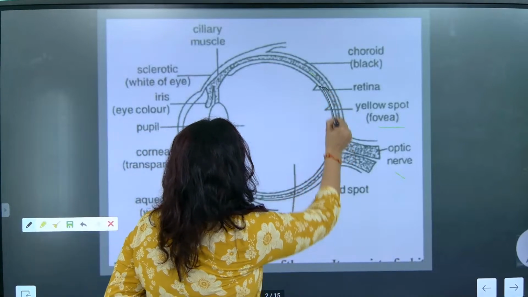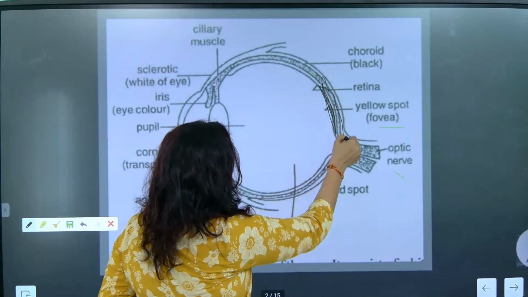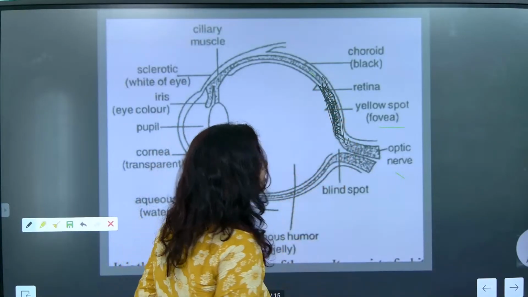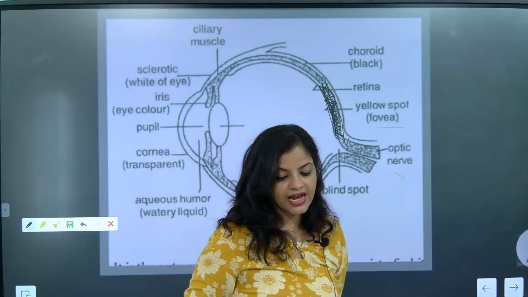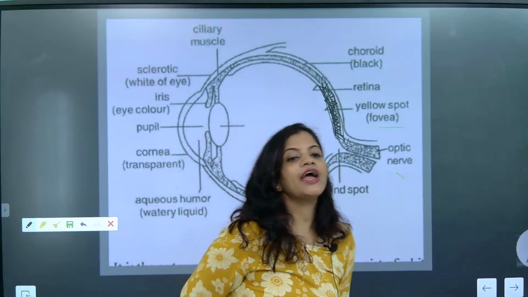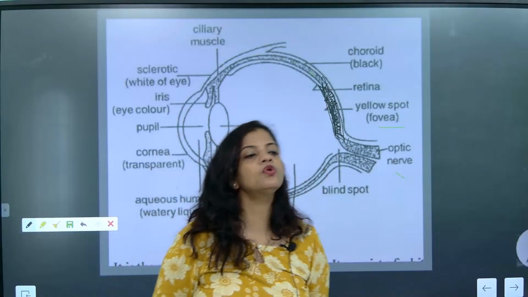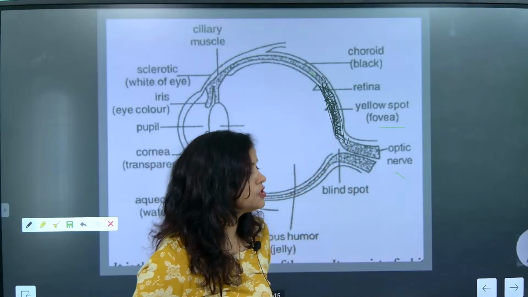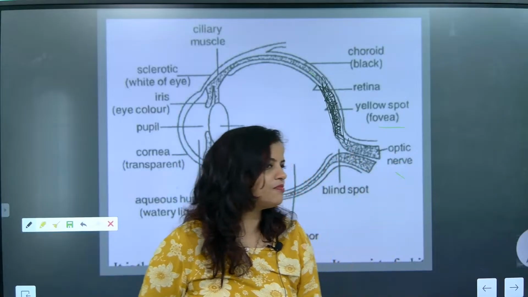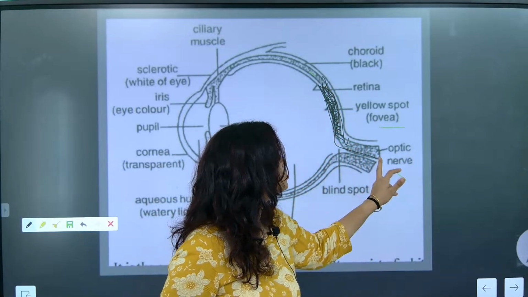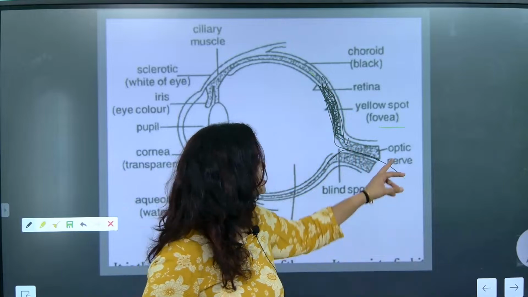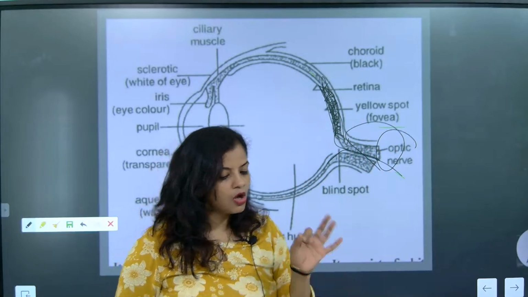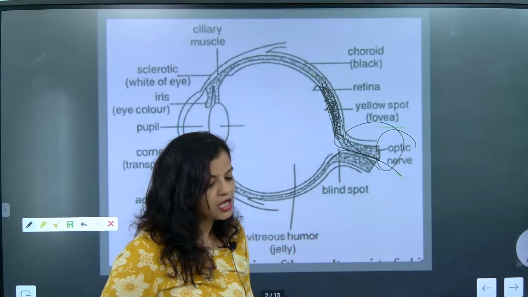When this screen is receiving the image, there are many nerves connected to it. Most of the nerves connected to it will receive the image and convert the image into electrical impulses. Understood or not? These wires go through these junctions. And what are these wires called? Optic nerves. These wires are called optic nerves.